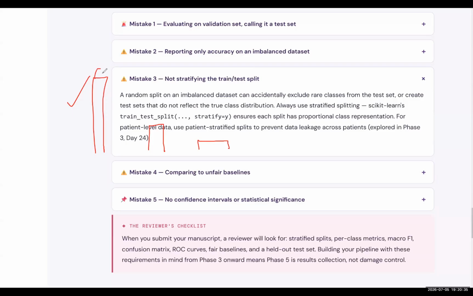So while splitting, we should keep the proportion likewise. It can be like 5 is to 4 is to 1. While splitting the train and test split also, the same ratio of the images must be maintained. When we do it practically, I'll show you how to do that.